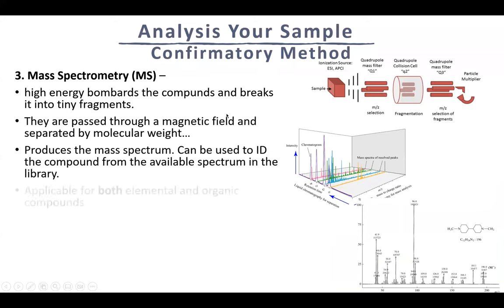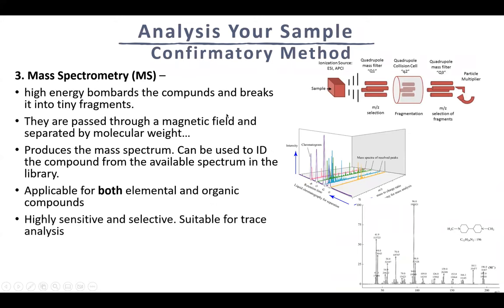The best thing about mass spectrometry is that you can detect unknown compounds. Let's say I give you a situation where you have an unknown compound you want to detect. How can you do that? You can use mass spectrometry. It's highly sensitive and selective, suitable for trace analysis. This is also a most important point, because it is highly selective and can detect individual compounds.